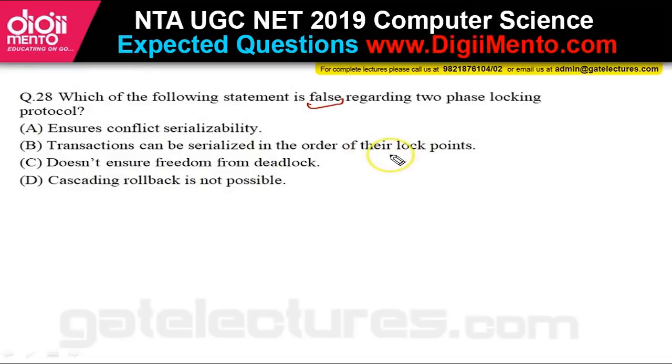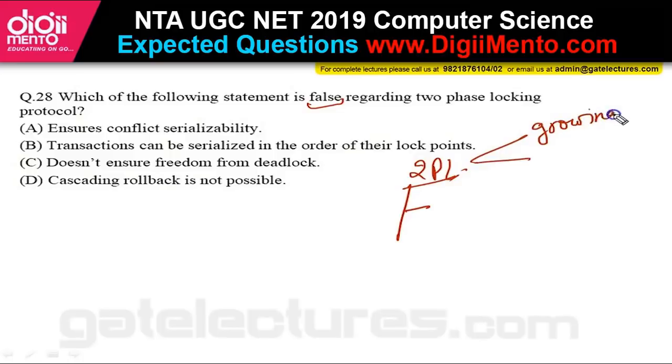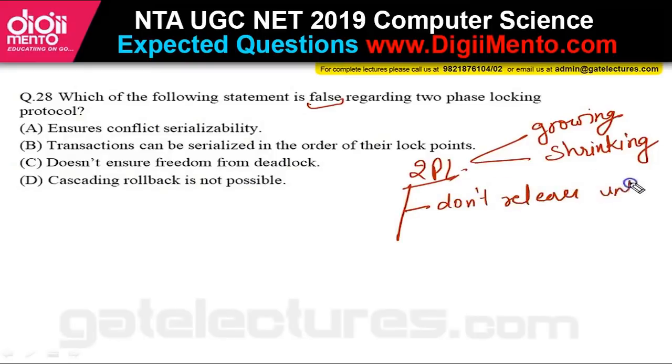Okay, so basically you have to remember 2 points about the two-phase locking protocol. First we have the growing phase. In the growing phase we acquire the locks, and next we have the shrinking phase. In the shrinking phase what we do is we release the locks. So the first point says don't release the locks until you get all the locks you need. And the second point says once you start releasing the locks, then you don't get the locks.